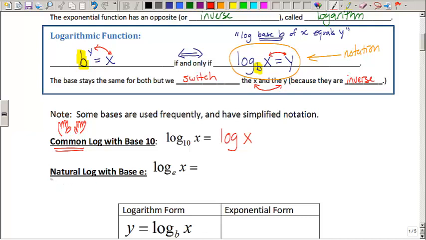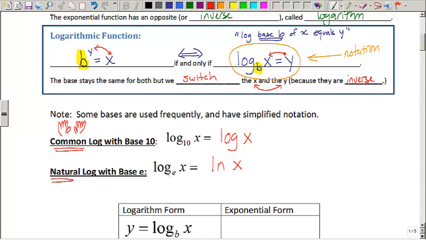This is the natural logarithm, which we said e was the most natural or preferred base to use when we're using exponentials and conversely logarithmic functions. And the way we write a natural log is ln. You don't put a base e here. The ln stands for natural logarithm, or logarithm natural. So we have natural logarithm of x is the same thing as log base e of x.